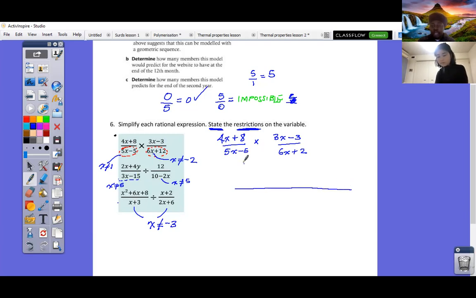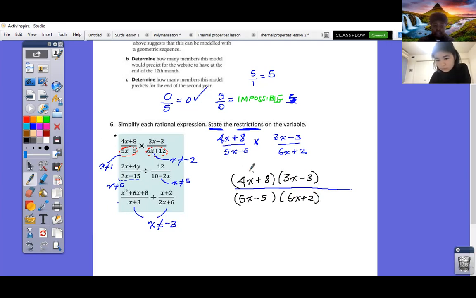the common denominator. Sorry, oh no, that's times. So not even common denominator. Sorry, that's not even a plus. This is times. So you need to take the two brackets, 4x plus 8, and multiply that by 3x minus 3. And at the bottom, deal with the 5x minus 5. And this, of course, here times by 6x plus 12.